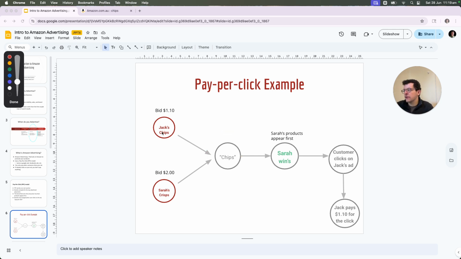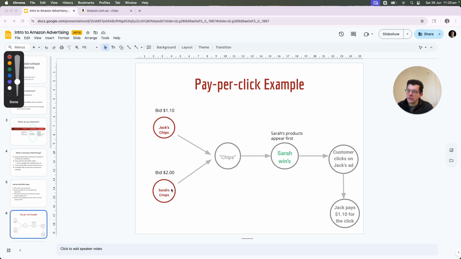So Jack has created an advertising campaign for this keyword. He's put in the products that he wants to promote, and then he's put in a bid of $1.10, his maximum bid. And then Sarah wants her products to appear on the same keyword, chips, and so she's put in a bid of $2.